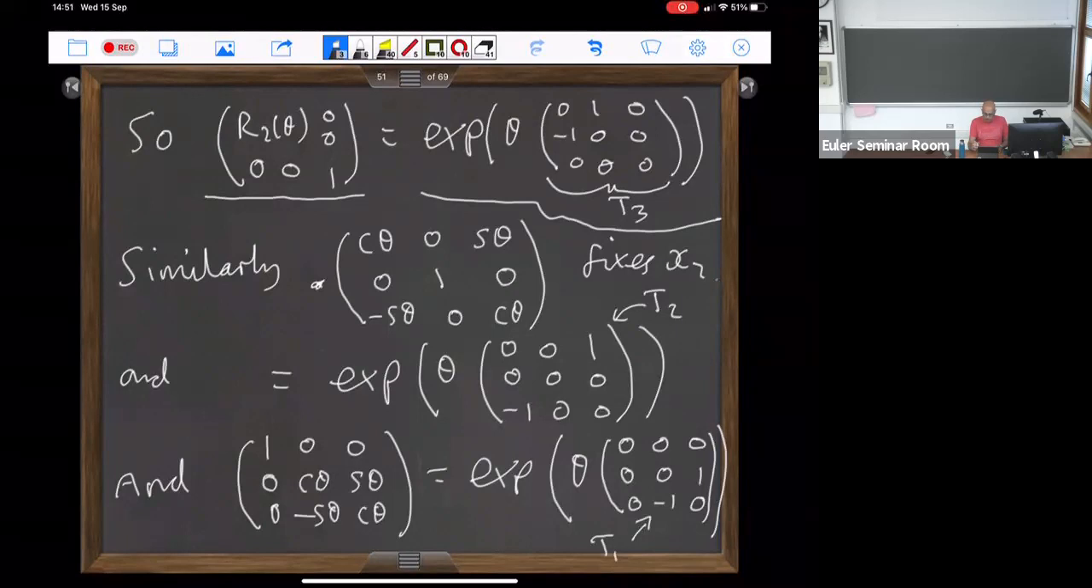And in fact, the set T1, T2, and T3, if I take an arbitrary linear combination of them, the sum of theta_i times T_i, you can write any anti-symmetric 3x3 matrix that way. So the set of matrices is actually the set of anti-symmetric matrices.